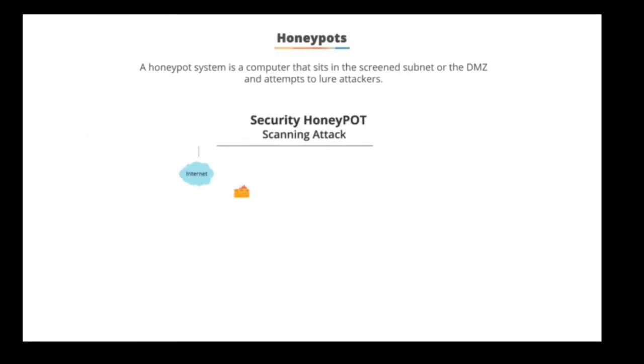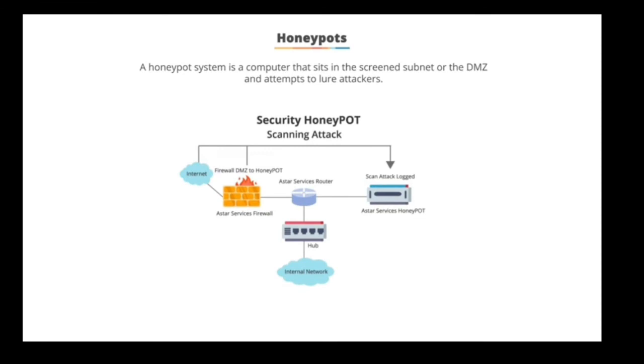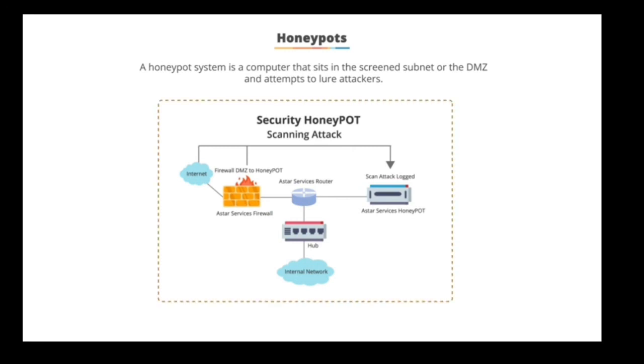A honeypot system is a computer that usually sits in the screened subnet or the DMZ or demilitarized zone and attempts to lure attackers to it instead of to the actual production computers. To make a honeypot system lure attackers, administrators may enable services and ports that are popular to exploit. Some honeypot systems have services emulated, meaning that the actual service is not running, but software acts like those services are available.